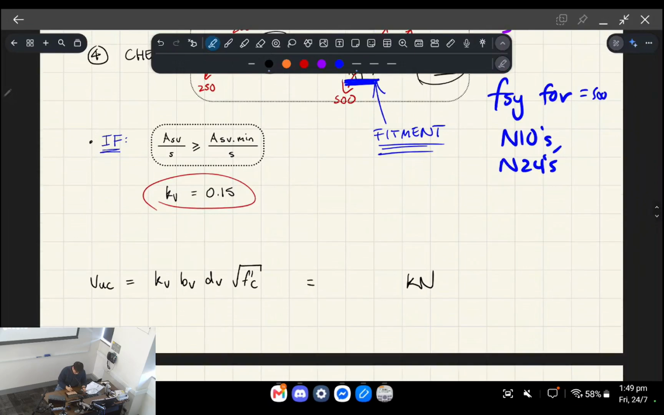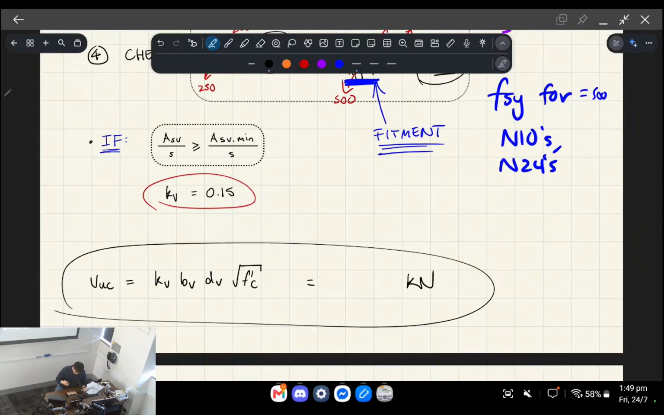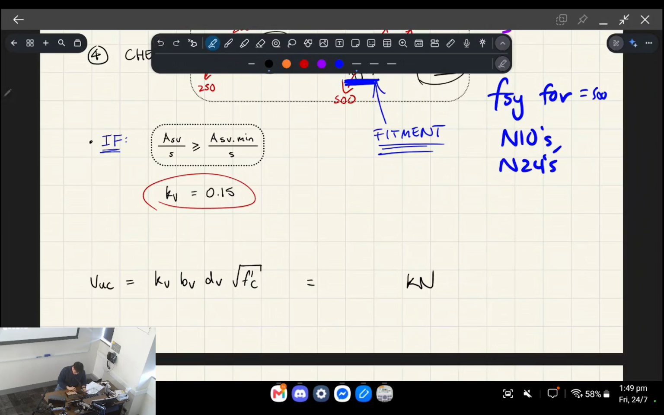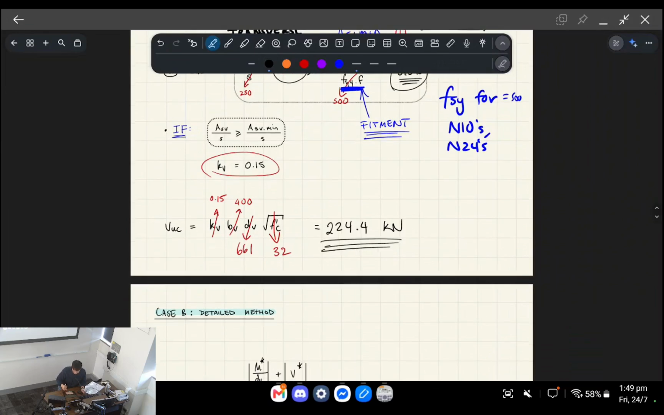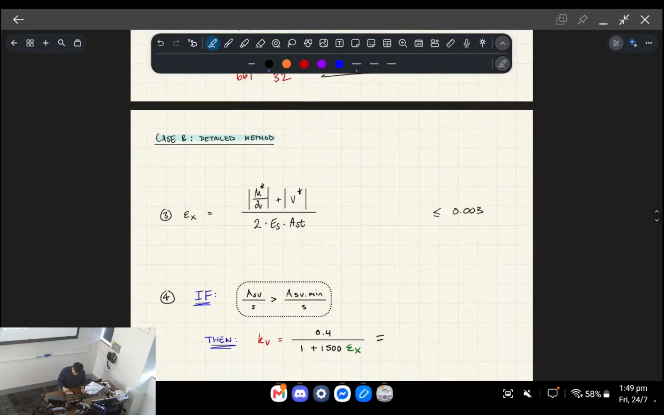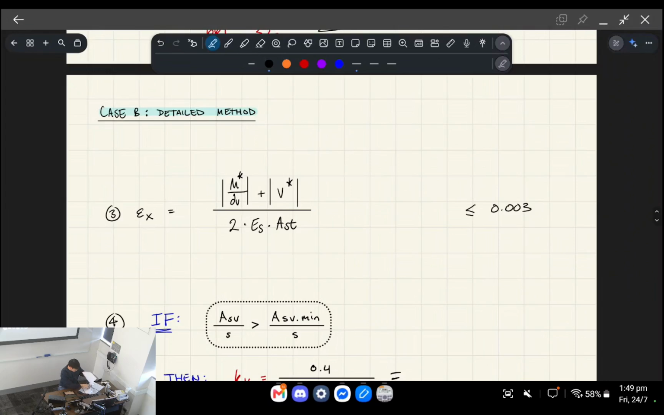So now we can put in all our values to find the shear strength of the concrete. Okay, so for KV, we plug in 0.15. For BV, we plug in 400. For DV, we plug in 661. And for F'c, we plug in 32 MPa, giving us this value for the shear strength of the concrete, okay? All right, so if we were to do that except using the detailed method, here's how it would go. All right, I'm going to flip this page.